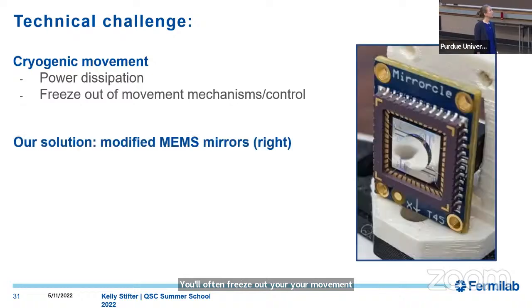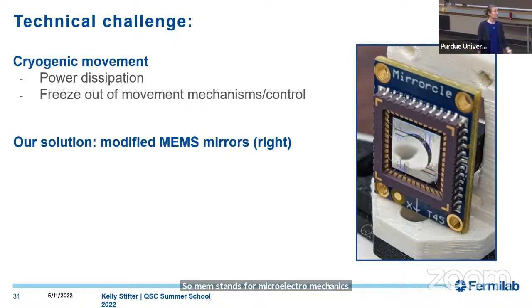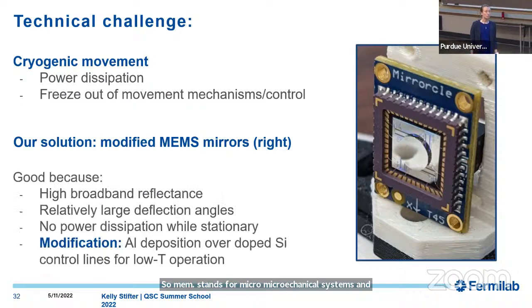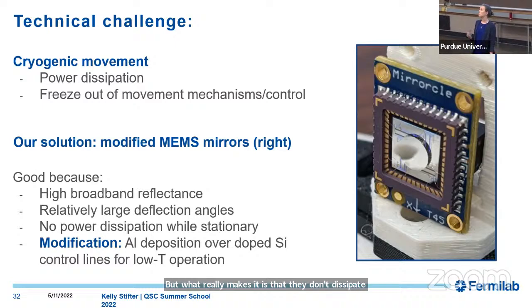So our solution to this problem is to use modified MEMS mirrors, a picture of which is shown there. MEMS stands for micro electromechanical systems. And these MEMS mirrors are really nice for a variety of reasons. Some basic ones, right out of the box, they have really high broadband reflectance. For a variety of wavelengths, it's just an aluminized surface. They give you relatively large deflection angles, and so you get to scan over a pretty large area. But what really makes it is that they don't dissipate power when they're stationary. And so you are not pumping a bunch of power into your fridge, which is great.